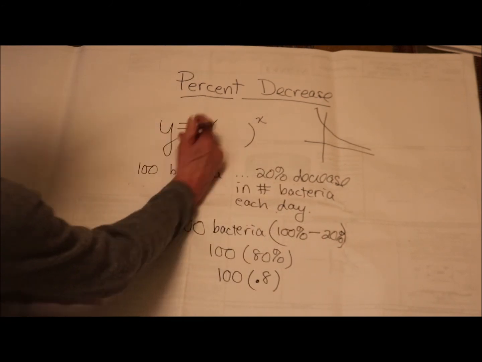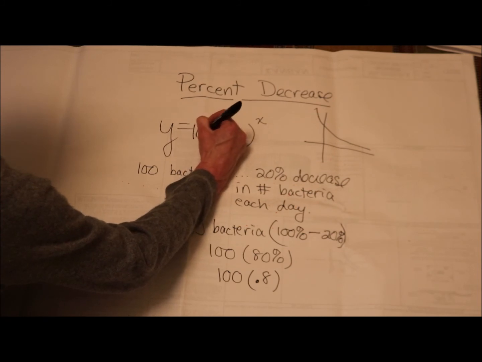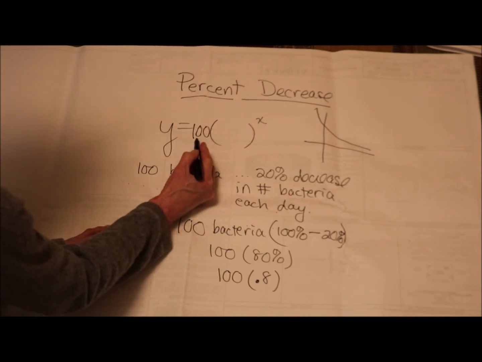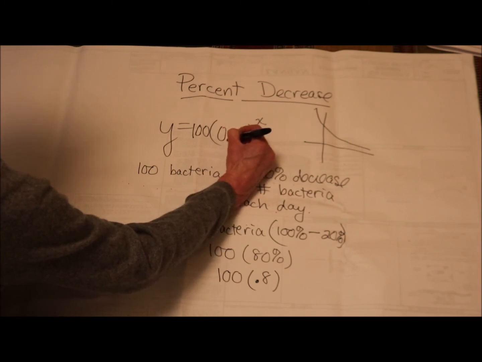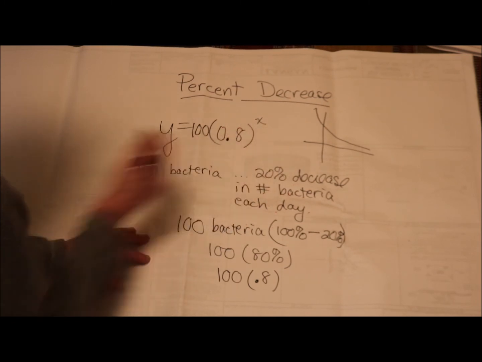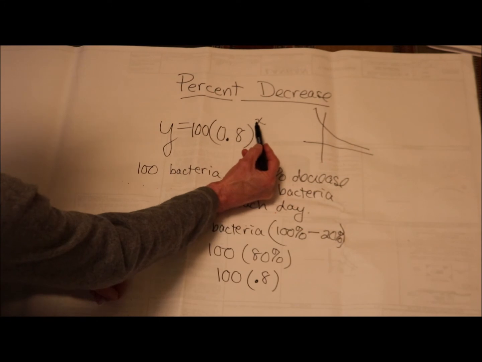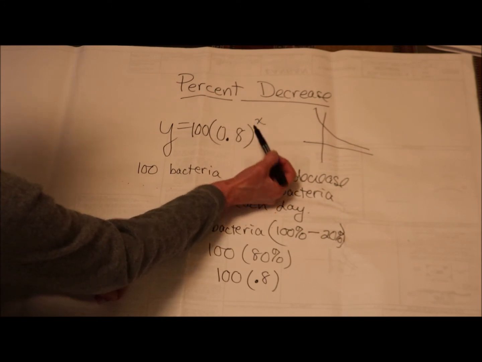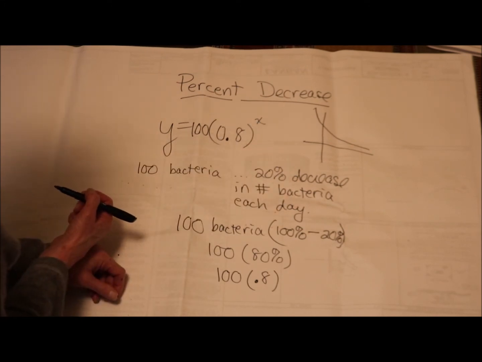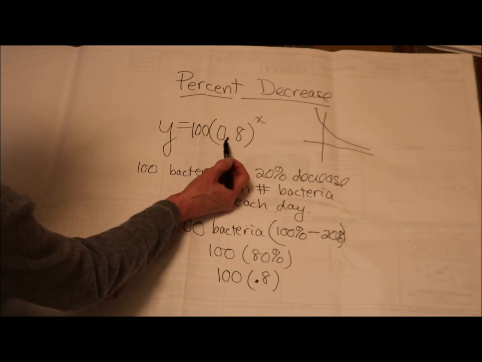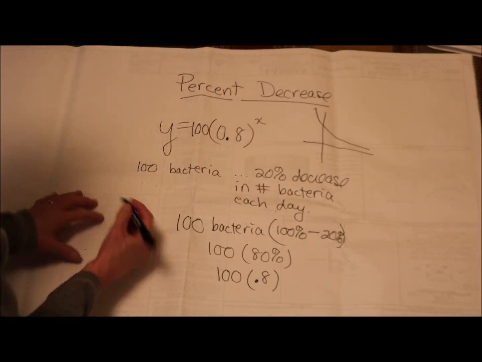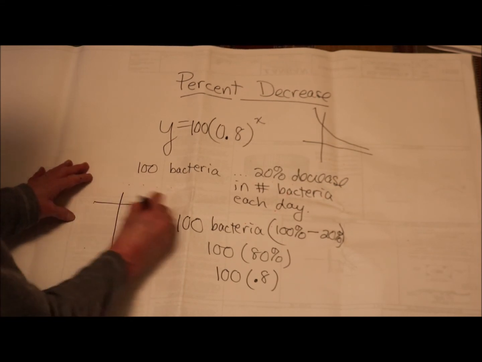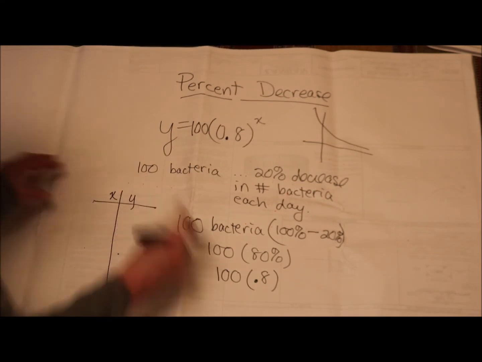So my model for this situation would be my starting population, 100 bacteria. I'm going to be multiplying by 0.8. If you want, you can put a 0 in front just to make it more obvious. And I'm doing that each day, where x is the number of days. So it'd be 100 times 0.8 times 0.8 times 0.8, x times. So I can just use that now to fill in my chart.